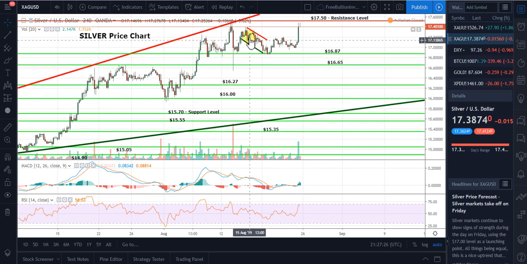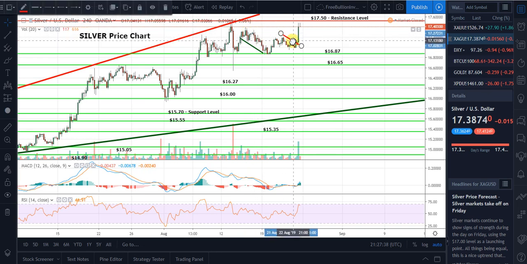The other pattern I showed you was this bull flag. I was seeing small bull flags taking shape in the price of silver, and clearly that's what's happening. We have this small little bull flag here, and then we have another small little one here, and each time we saw the price of silver move higher.